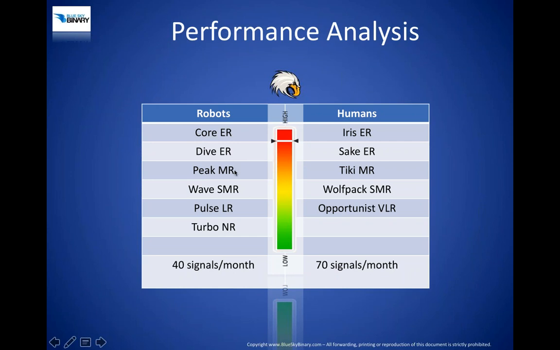And then Peak, MR, Wave, SMR, Pulse, and Turbo, LR and NR, because those are structurally riskier signals. Pulse and Turbo, notice how it needs a much higher Hawkeye risk setting to help it. Sorry, a lower risk setting, right? To help it generate money. And with this configuration, you can expect around 40 signals per month. 40 signals per month, right?